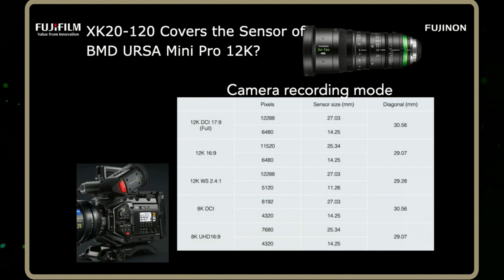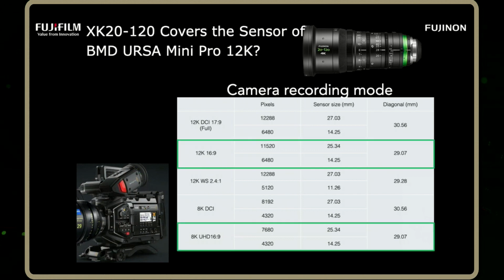There should be, I don't know if you can press again, there should be some green. Yeah, there we go. So again, 12K 16 by 9, you're going to get full sensor coverage. 8K UHD 16 by 9, you're going to get full sensor coverage. The other modes that are not highlighted in green, you get depending on the zoom position specifically. So yeah, we can move on.